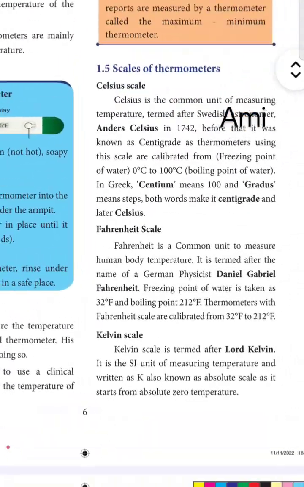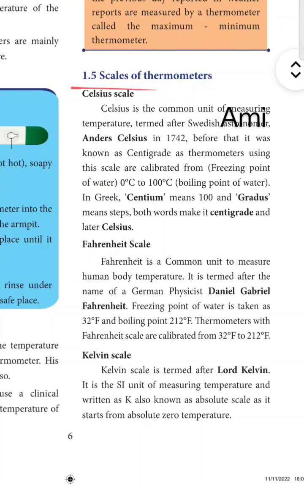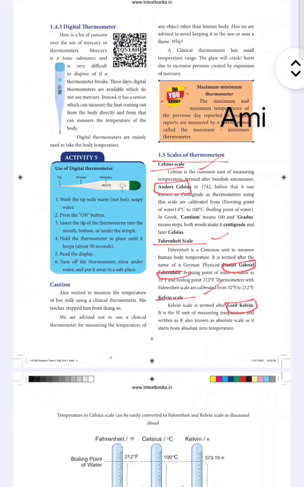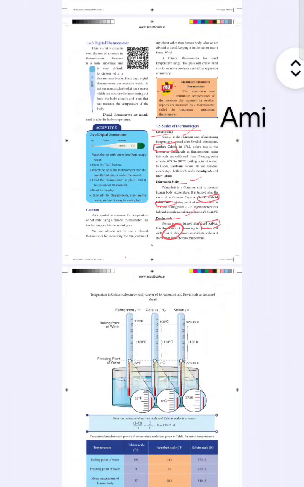Now, what are the scales of a thermometer? That is the Celsius scale, Fahrenheit scale and Kelvin scale. So these were the units of temperature, right? These are the scales of a thermometer too. The names were given after the ones who discovered them, out of which the SI unit of temperature is always Kelvin.